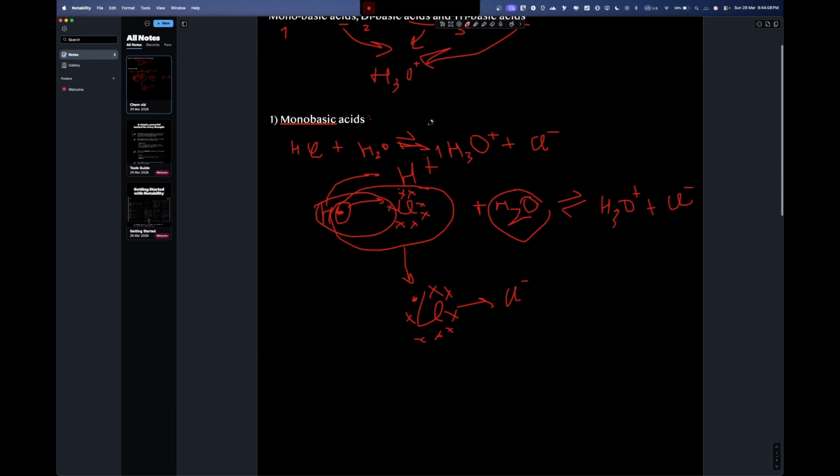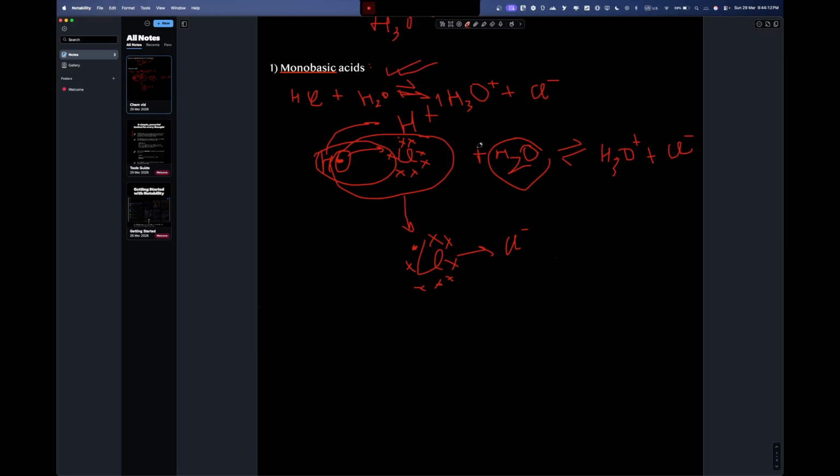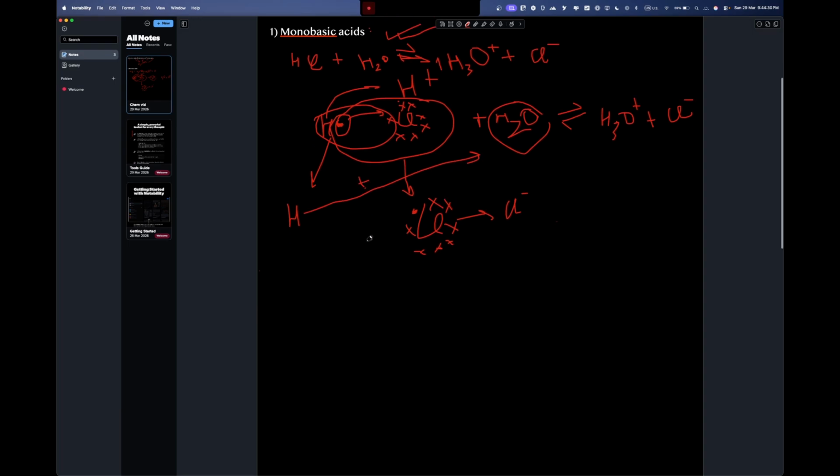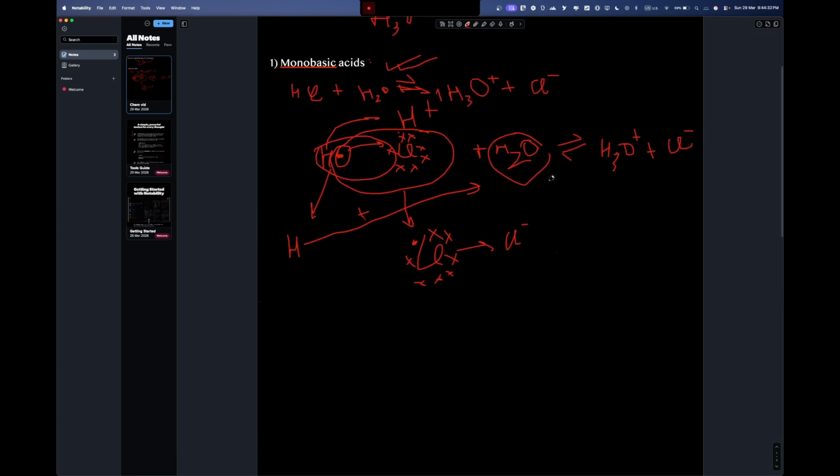All right, so that's monobasic acids done. If you feel that you didn't understand one part, let me just quickly show it now. Hydrogen becomes this, with no electrons, and this becomes chlorine. This combines with the H2O like this, plus. If you have any doubts about this, let me know in the comments. I'll try my best to help you guys.